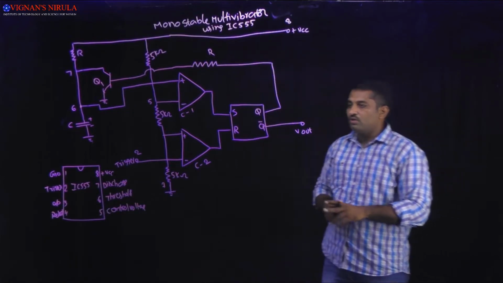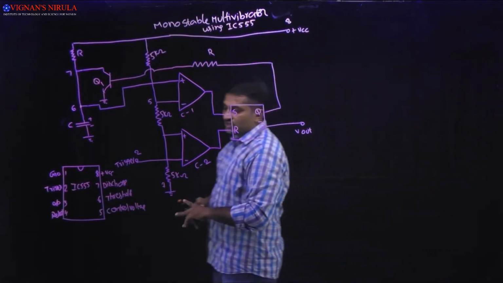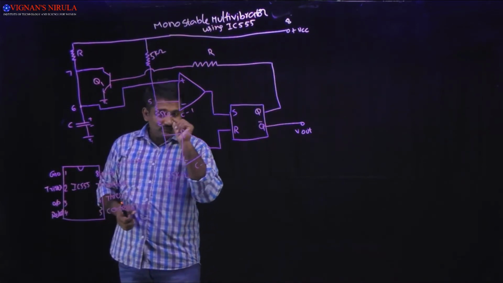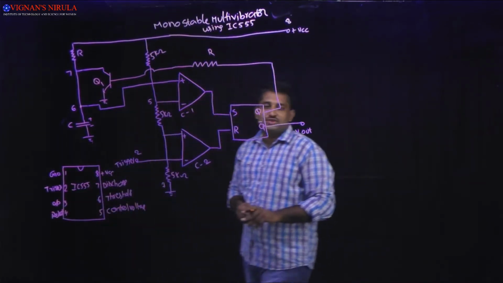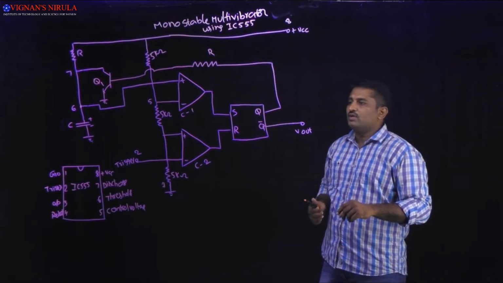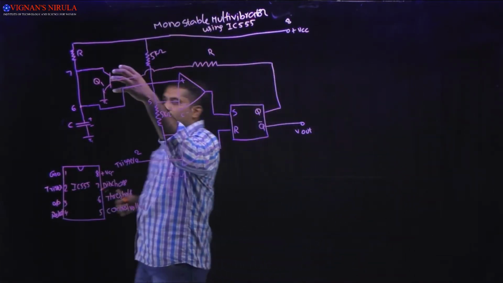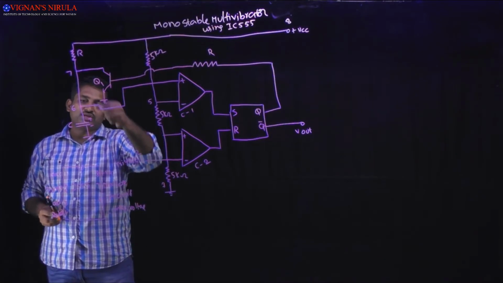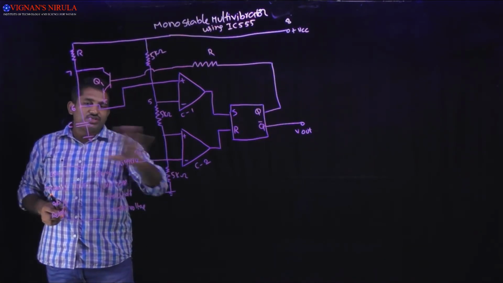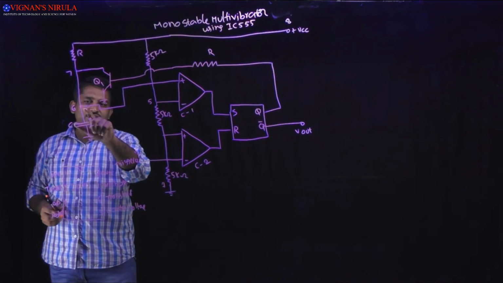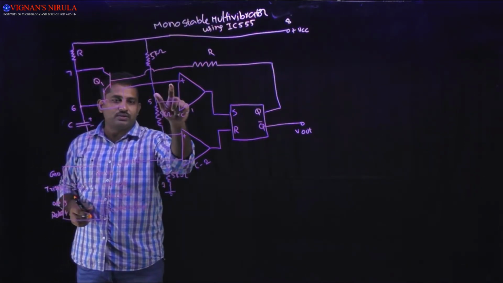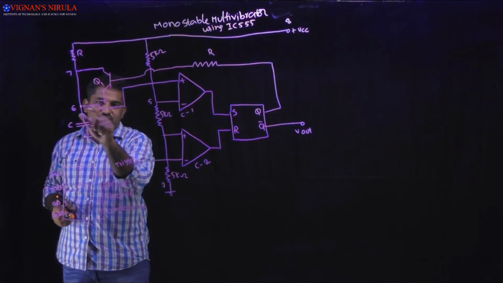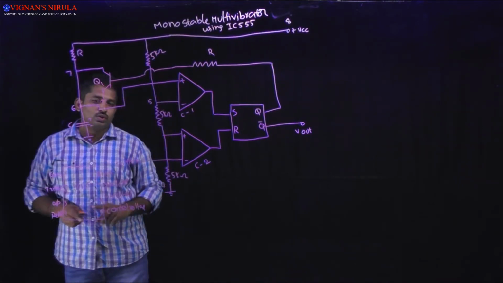Now what happens in this case? Now I am applying a trigger pulse. Initially, I am assuming Q is equal to 1. When Q is equal to 1, the Q1 transistor is driven to saturation and the capacitor discharges. The capacitor voltage will be applied to the sixth pin, the threshold voltage.